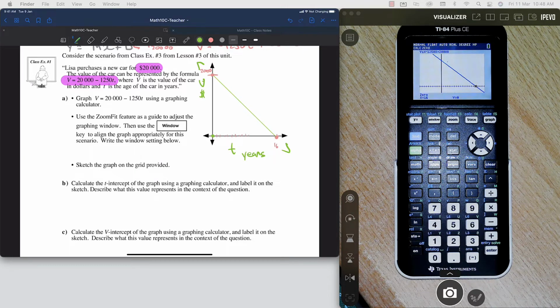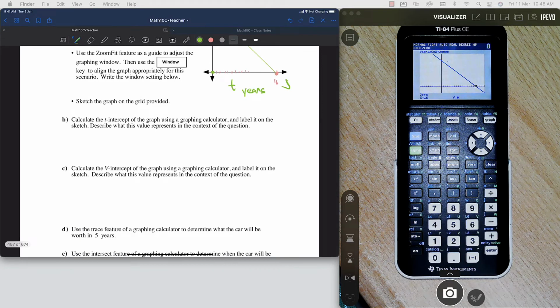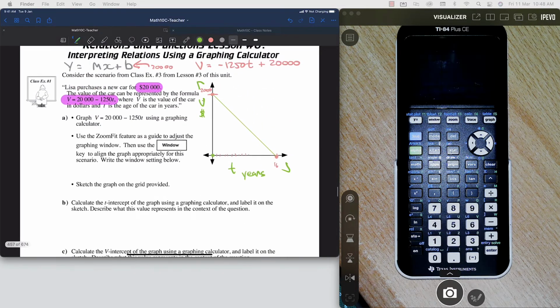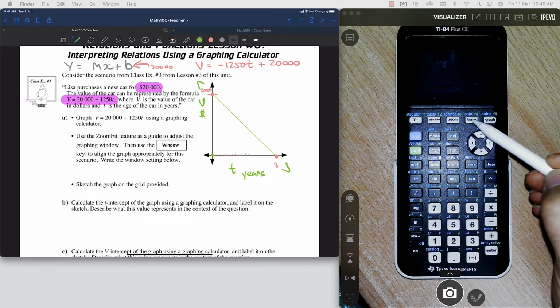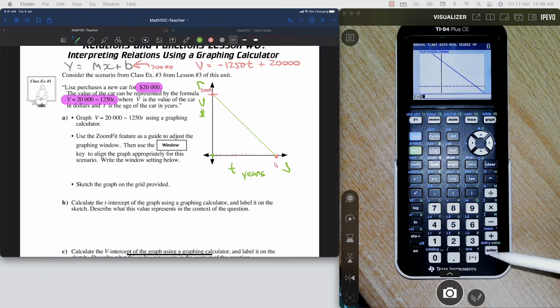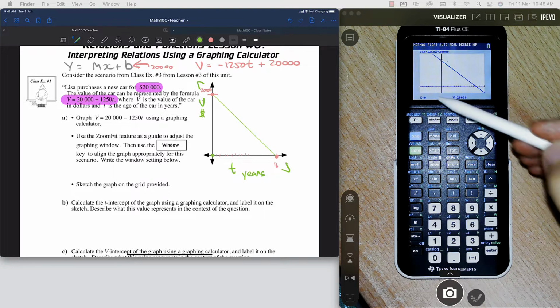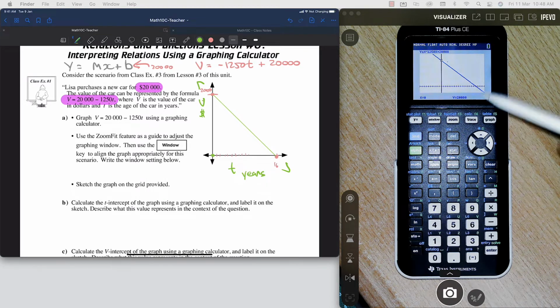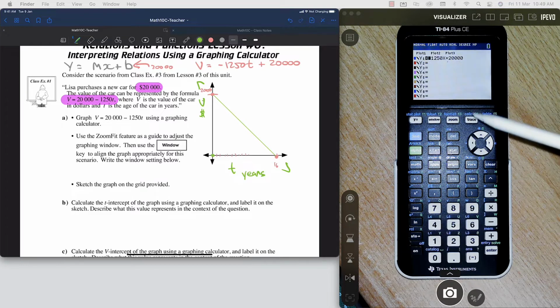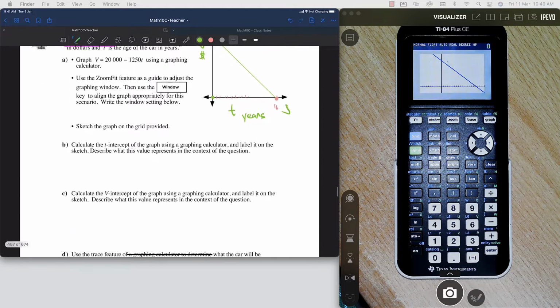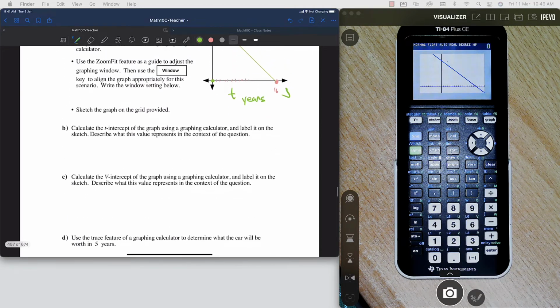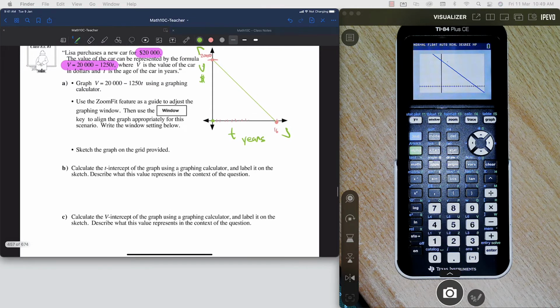Okay, part C. Calculate the v-intercept of the graph using a standard graphing calculator and label it on the sketch. Okay, well, we already did that just by looking at the equation, but again, remember in here we can just go trace 0, and that's going to give us our y-intercept right there. So at x equals 0, y is equal to 20,000, as long as you've punched it in correctly. Okay, so we've already done that one as well. What does that represent? Well, that represents the initial value of the car on the day that Lisa made the purchase.